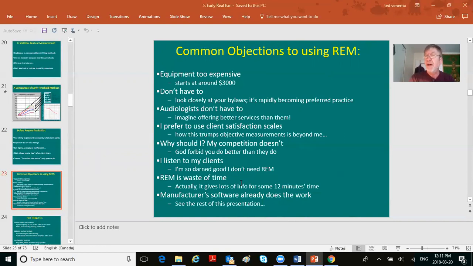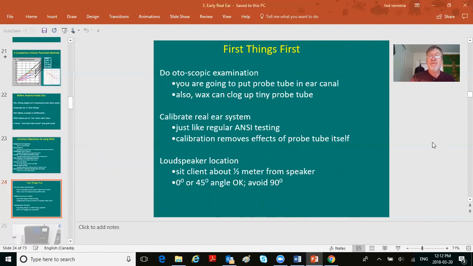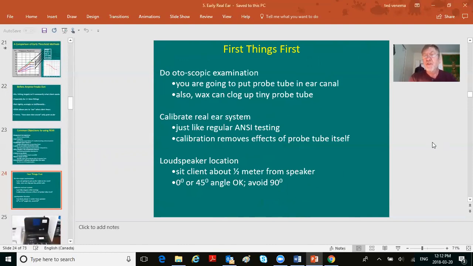I listen to my clients. I'm so darn good I don't need REM. REM is a waste of time. Actually, it gives lots of info for some 12 minutes of time. Manufacturer's software already does the work. See the rest of this presentation. So to me, every office should be doing Real Ear on every fitting. That's just, I have no opinions, of course.